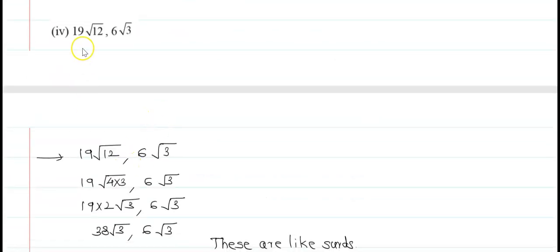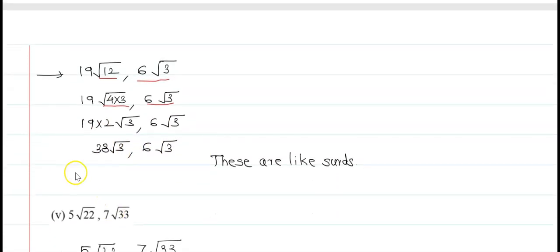Now the next is 19 root of 12 and 6 root of 3. Again, root 3 is a prime number. We cannot factorize it. Therefore, keep this as it is. Now root of 12. The 12 is a composite number. We can factorize it like this, 4 into 3. What is the square root of 4? That is 2. Therefore, 19 into 2 root 3 and 6 root 3. 19 into 2 is 38 root 3 and 6 root 3. And these are like surds because they have the same order and the same radicand.